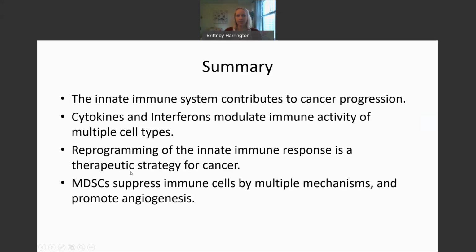as an anti-cancer therapy. And the MDSCs are highly suppressive immune cells. They cause suppression by multiple mechanisms, but also promote angiogenesis and so on. And these are a good target to try and eliminate to enhance anti-tumor responses.